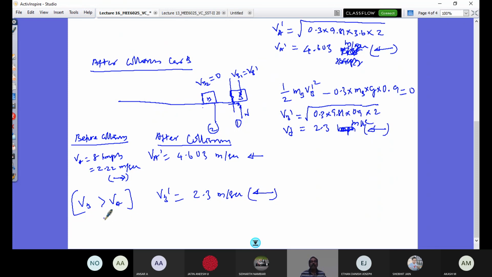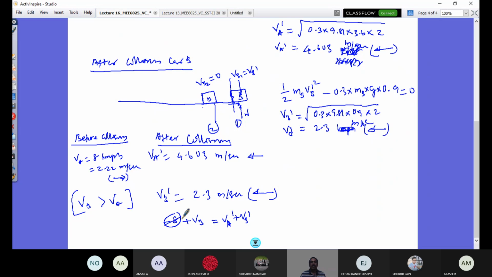So now to get VB, I have to go in for my first equation. First equation is VB equals VA dash plus VB dash. So this was the equation. So in this, I should not put a minus 8.